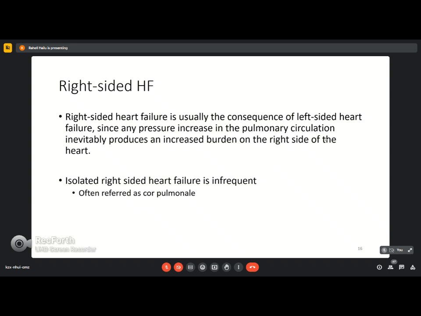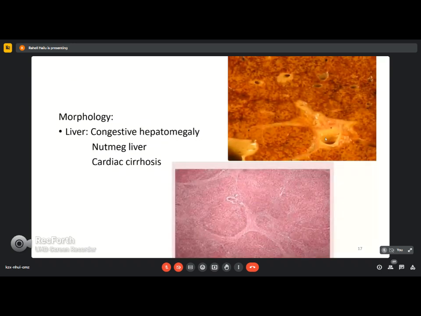Isolated right-sided heart failure is very rare, it's infrequent, and it usually has to do with some intrinsic problems within the pulmonary circulation. Okay, diseases unrelated to left-sided congestion, for example fibrosis diseases or vascular abnormalities within the pulmonary vasculature, like interstitial lung diseases, make the pulmonary parenchyma less compliant for the right ventricle to work with. So it's working against high pressure, and that results in right-sided heart failure. So when it is isolated, it's known as cor pulmonale.